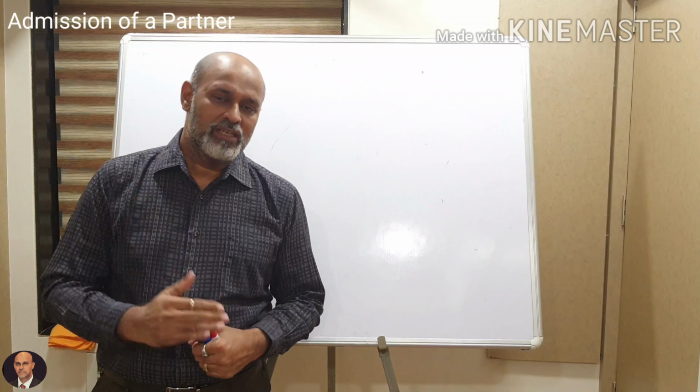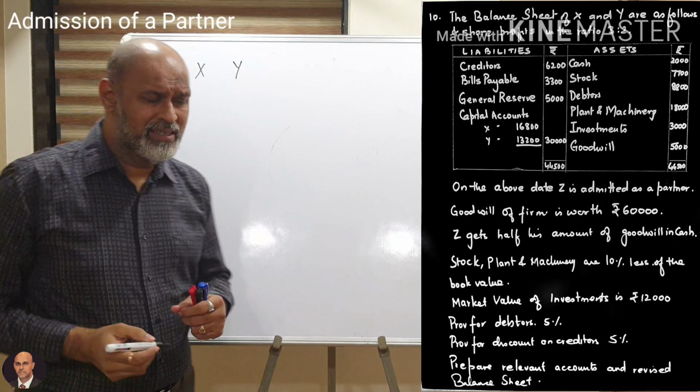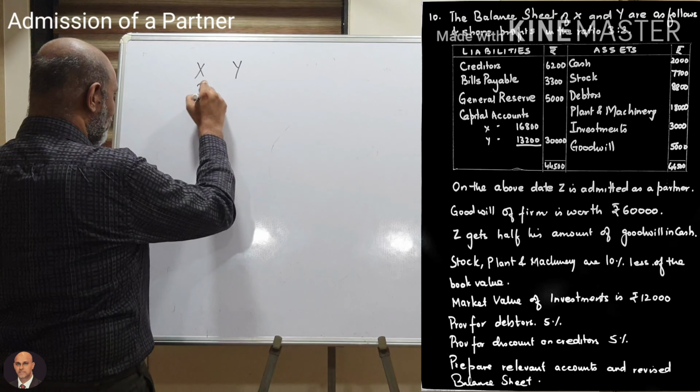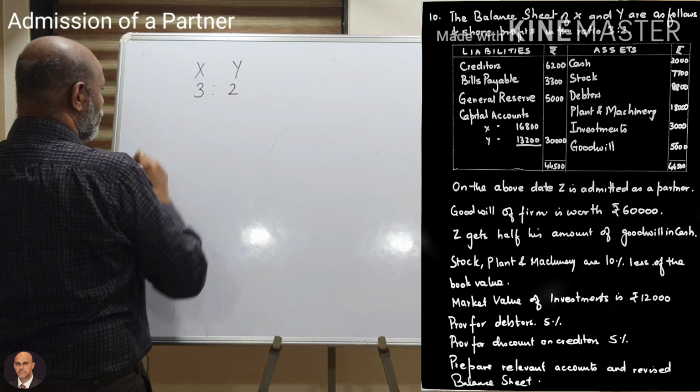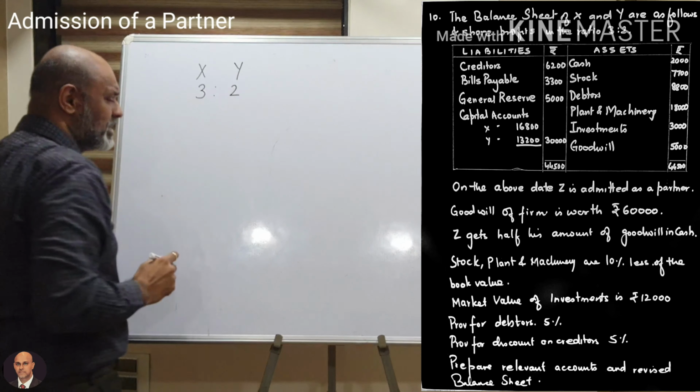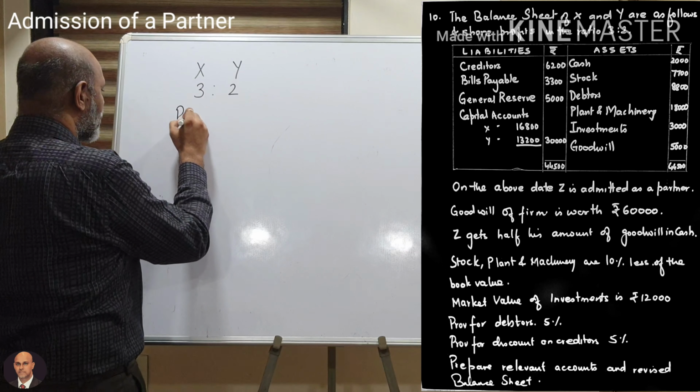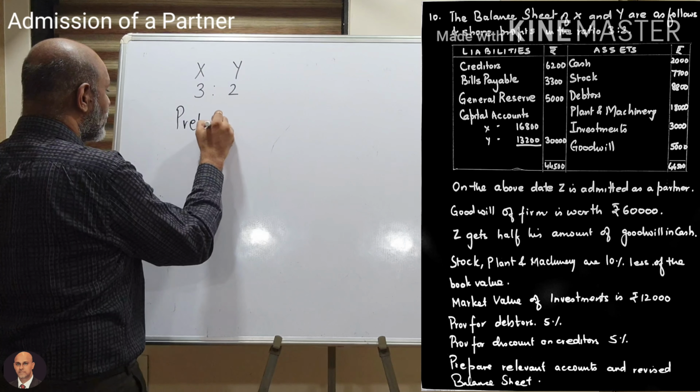So as usual, there are two partners X and Y, and they are going to admit Z. The two partners are X and Y given in the sum, and they admit a new partner, and the name of the new partner is Z. The ratio at which they are sharing the profits initially is 3:2. As usual, I tell you to prepare the following accounts.